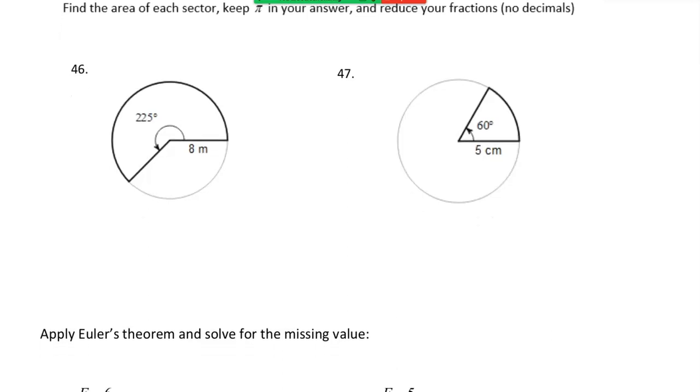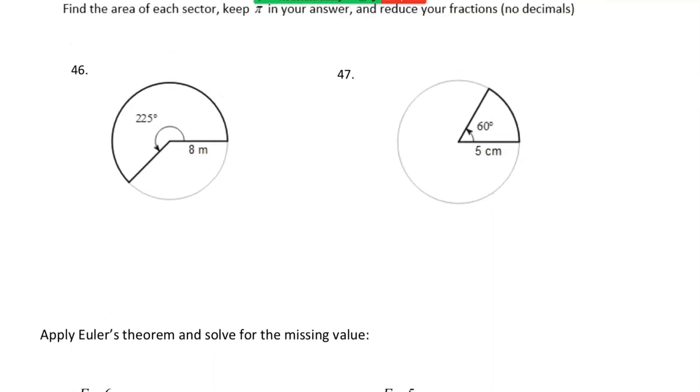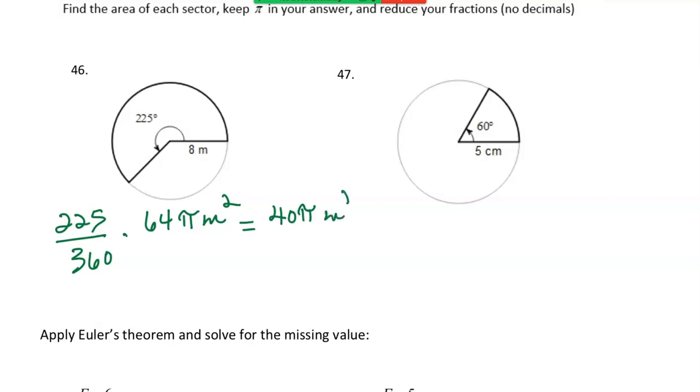Okay, in this video, we're going to do problems 46 to 50. Looking at 46, it's more of the same area that we have been doing in the previous video. So your setup is 225 over 360 times the area, which is pi r squared, 64 pi, and it's going to be meters squared. And when I reduce that, I end up with 40 pi, and I am still in meters squared.